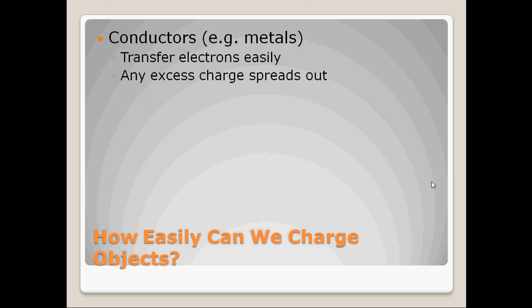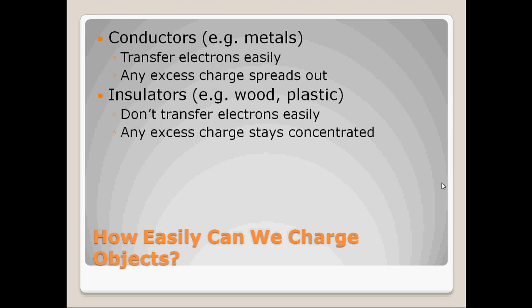Okay, so if I put a charge on the end of a piece of metal, those extra electrons that I've given to my metal will evenly disperse themselves across the entire object. Okay. Now on the opposite end of the spectrum, we've got insulators.